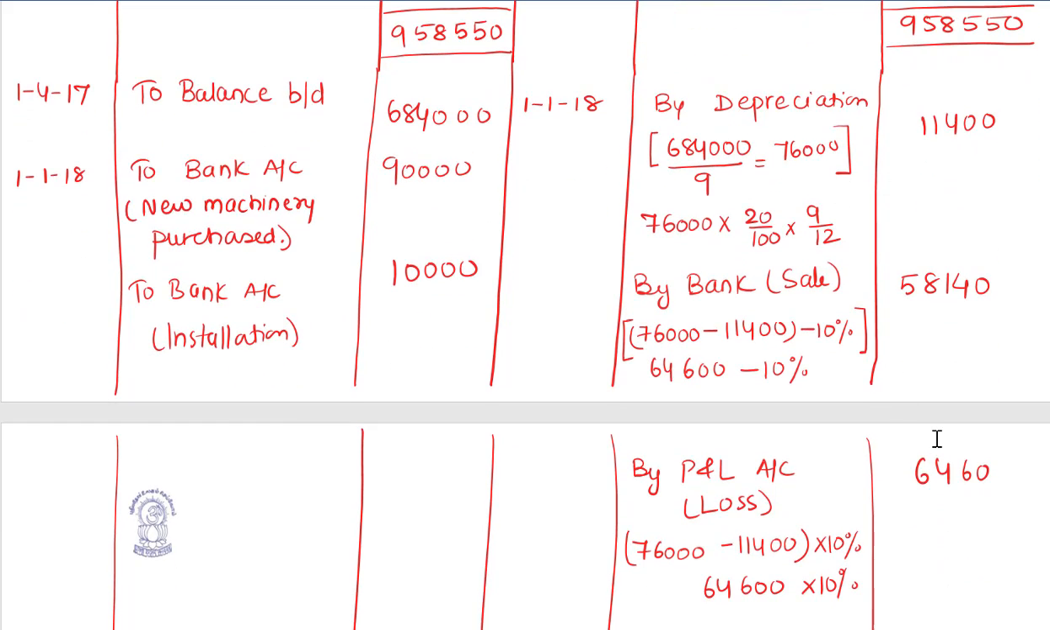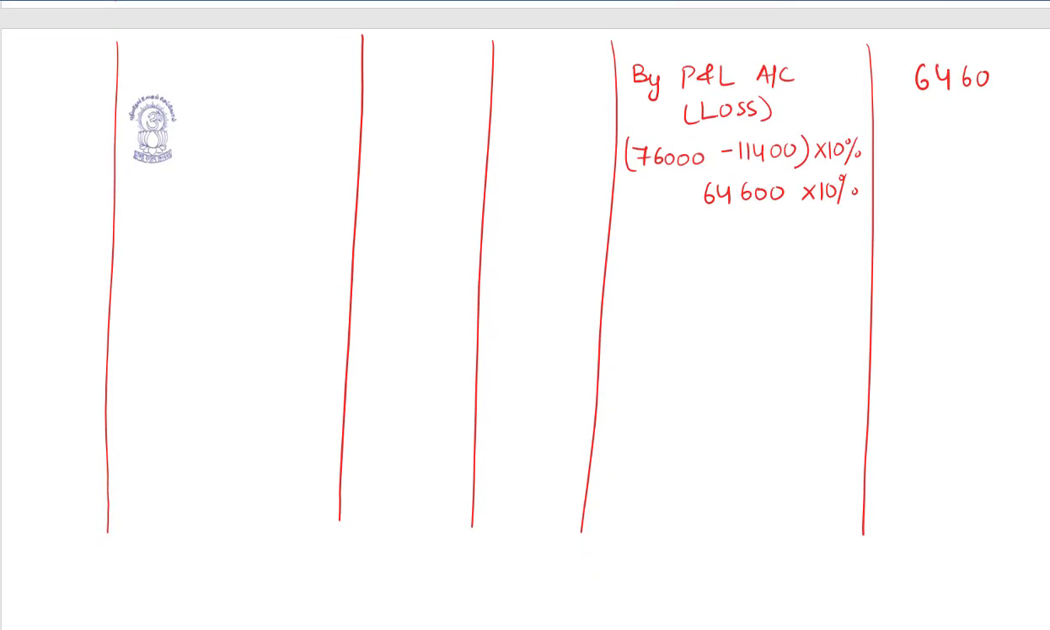The accounting for the sale of machinery is done over here. Now we need to calculate the depreciation for the remaining machinery, that is 8 machines. So for depreciation, 6,84,000 minus 76,000. So depreciation is to be calculated for 6,08,000. The value is 6,08,000.